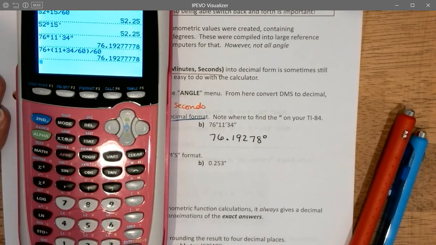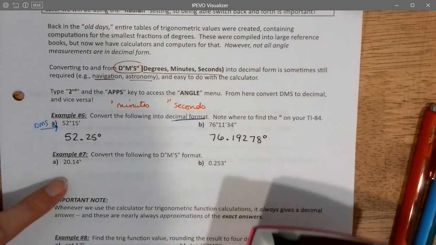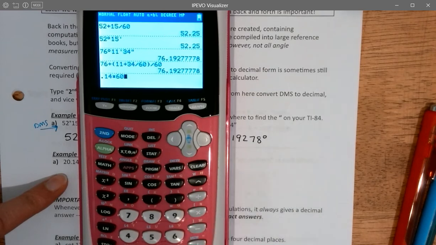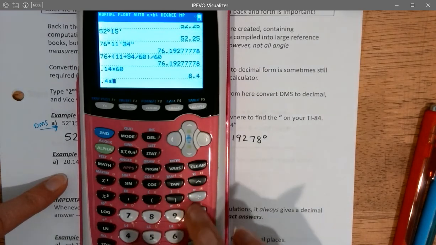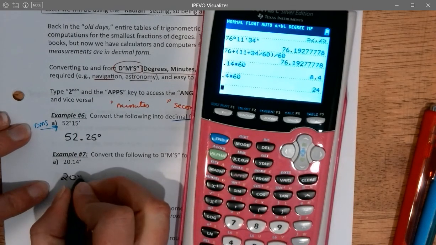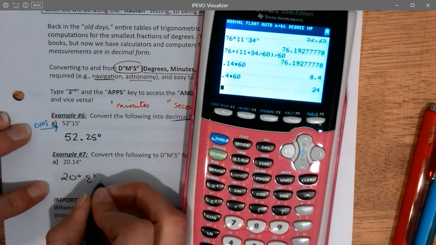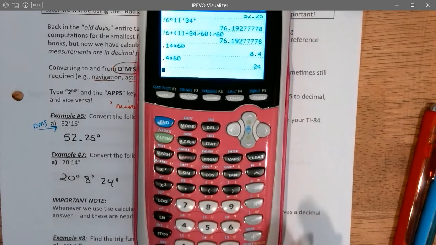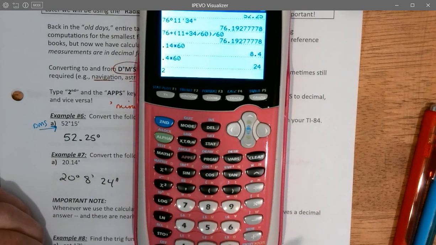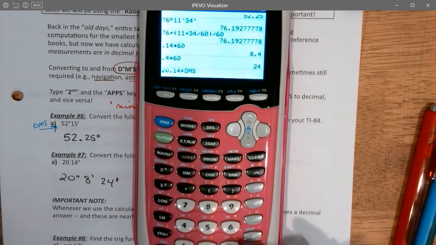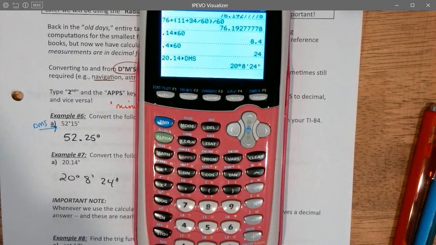Now to go back, well, 20.14 degrees, I could take just the decimal place and multiply it by 60, then take any remainder and multiply that by 60 again to convert it. So this would be 20 degrees, 8 minutes, 24 seconds if I'm converting it by hand. Or I can type in 20.14 and then go into the angles menu and go option 4, convert that into DMS, and it converts it back into the degrees, minutes, seconds notation for me. I've got those two options available.